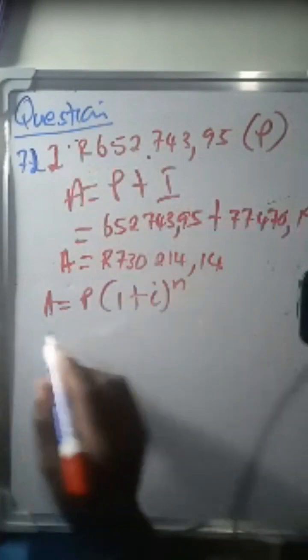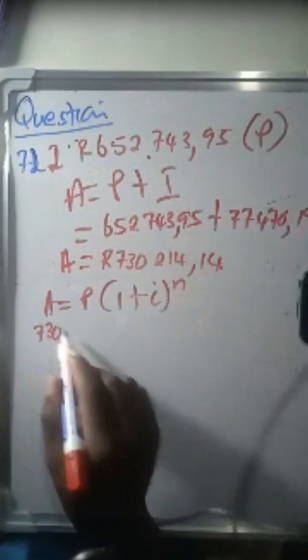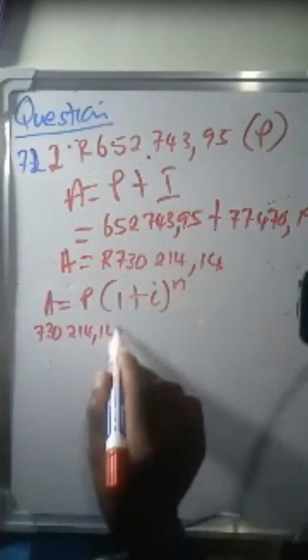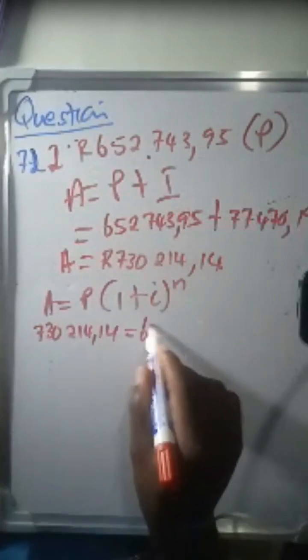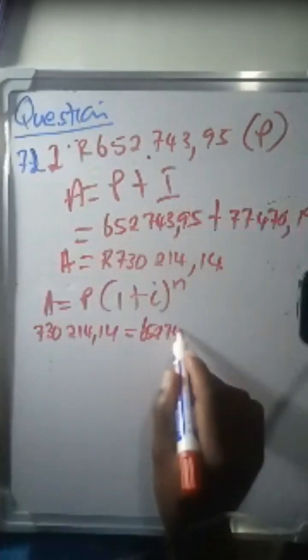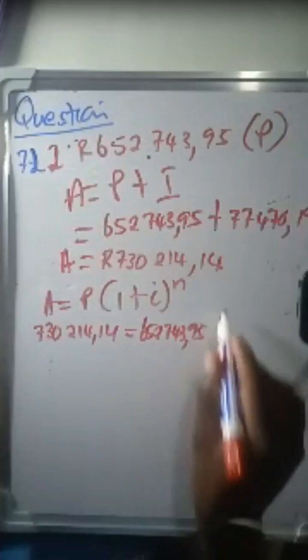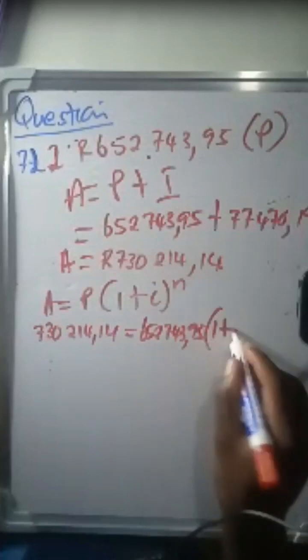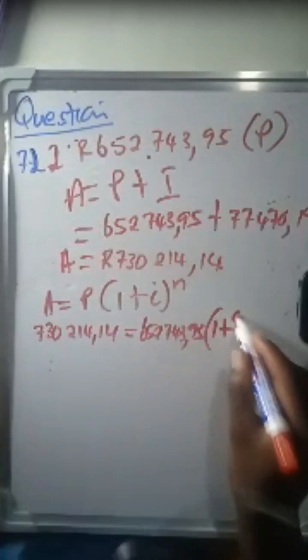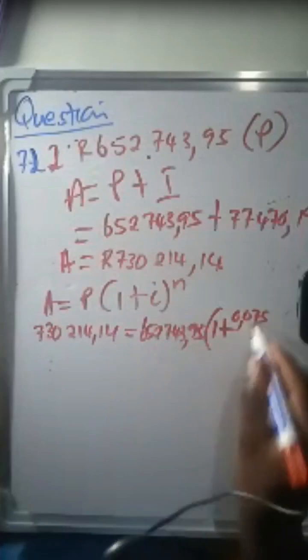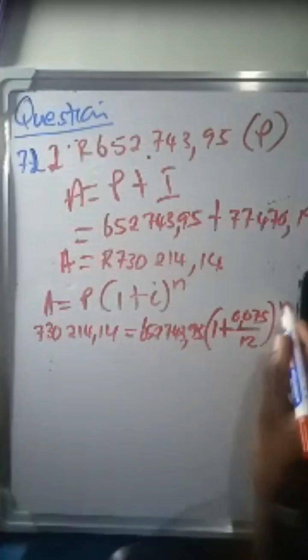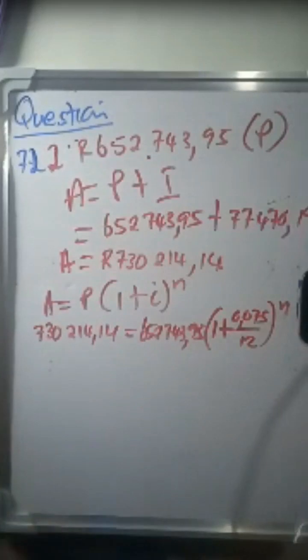So A is 730,214.14, which is equal to P, 652,743.95, into 1 plus i. They say the interest rate didn't change, over 12 to the power of n. We can say 12n, but if we say 12n, it means when we divide, we are finding the number of years. Okay. Now, from there, in order to get n there, we are going to use logarithms.